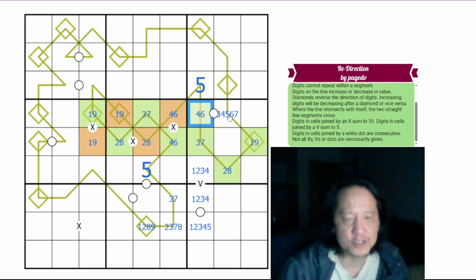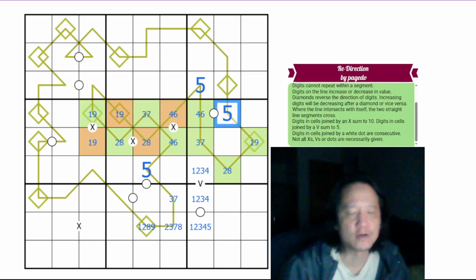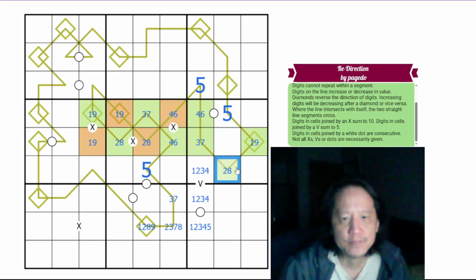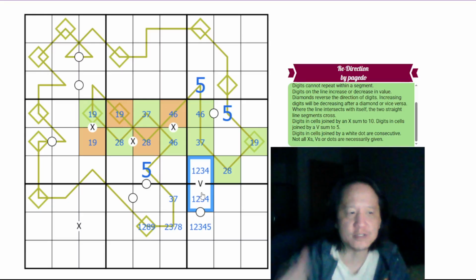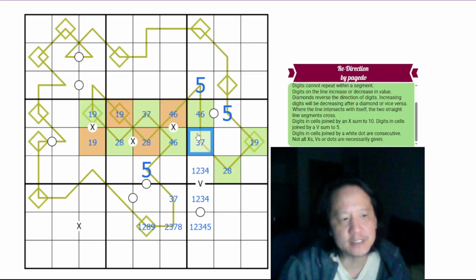And green 4, 6 can only be consecutive with green 3, 7, and 5. So this must be 5 here to be consecutive with it. And if this were 3 and 4 being there, that would eliminate all possibilities for these two cells because it's either 1, 4 or 2, 3. And if this is 4, this is guaranteed to have to be 3.